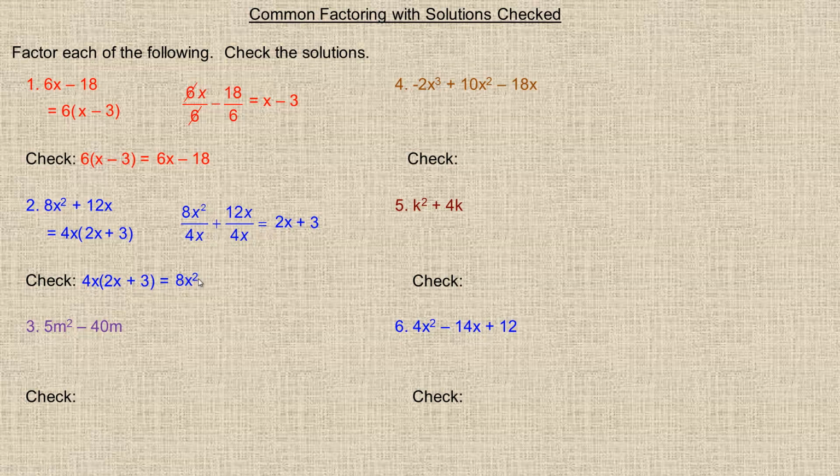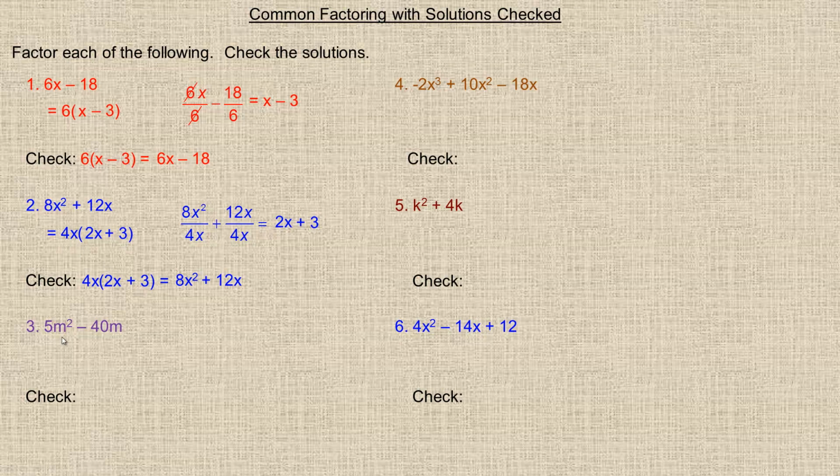X times x is x squared. Remember, you add the exponents, so 1 and 1 here adds to 2. And now, 4x times the 3 is 12x. 4 times 3 is 12. There's a single x in that product, so it's going to be 12x. Again, this is exactly the same as the original expression, so that factored form must be correct.